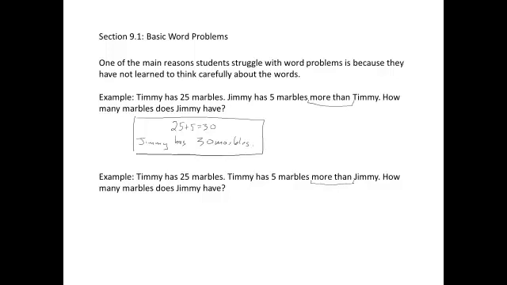If Timmy has 25 marbles and Timmy has 5 marbles more than Jimmy, then we need to subtract to get the number of marbles that Jimmy has. Jimmy has 20 marbles. And if you're not sure about this, plug it back into the original problem and think about it. Timmy has 25 marbles. Timmy has more marbles than Jimmy. That means the number of marbles that Jimmy has to be the smaller number. So Jimmy has 20 marbles and Timmy has 25 marbles. Makes sense. What's going on here is that the words in the problem set up a relationship. They are not an instruction on how to do the calculation.